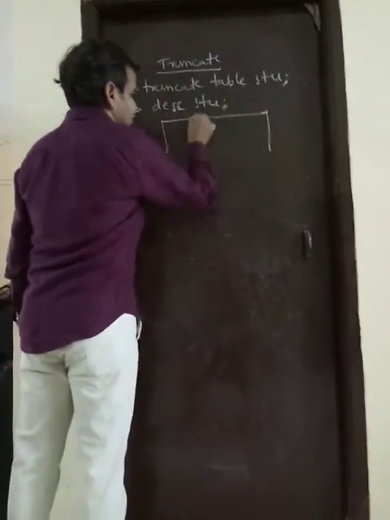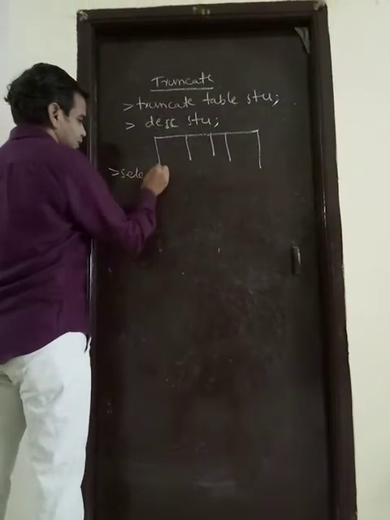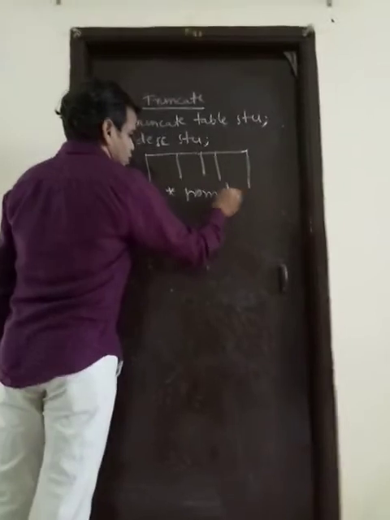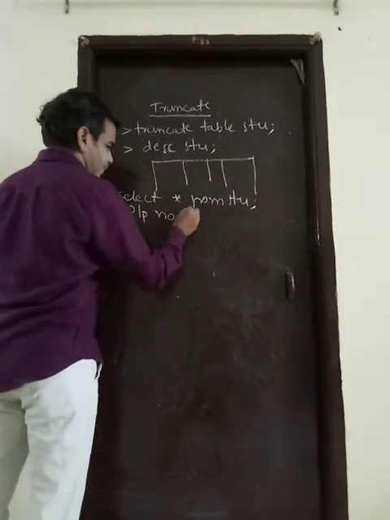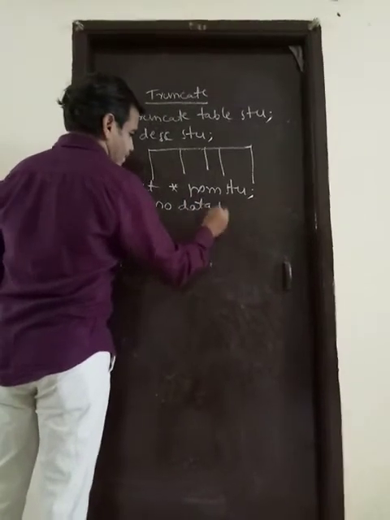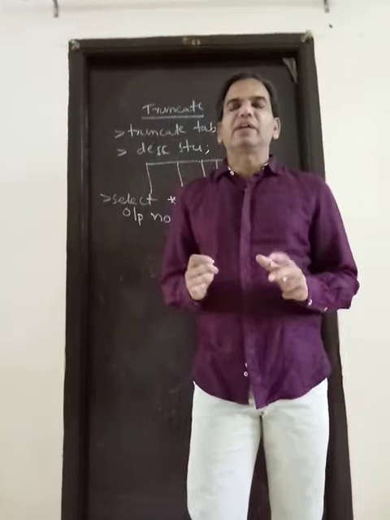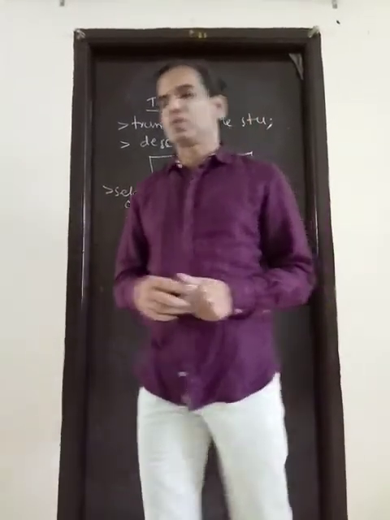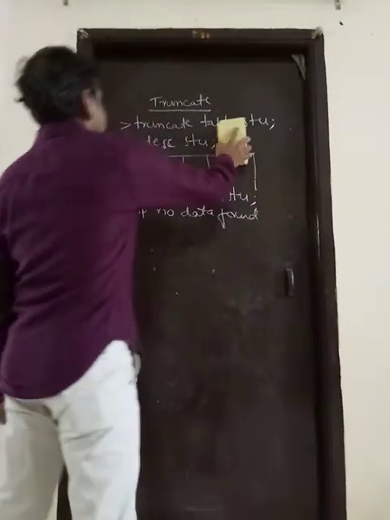So if you specify DESC student, description student, it will display the structure. How many columns are there? It will display. So suppose if you specify select star from student, it will display the output as no data found. It means the structure will be there, and the values which are in the table will be deleted from the table. So this is truncate.